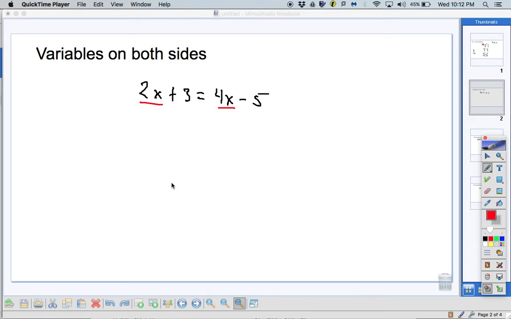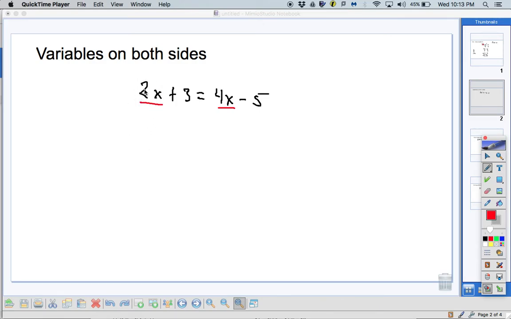I would highly recommend you take care of the x's first. Otherwise, you can get yourself in some trouble later, or even you might end up with extra steps. So if you want to have as few steps and the least likelihood of making mistakes, get your x's together first. So our choice is either we're going to move the 2x or we're going to move the 4x. If we move the 4x, we're going to subtract 4x from both sides, and you end up with 2 minus 4, which is, of course, a negative. So if you'd like to avoid the negatives, and most of us do, we're going to move the smaller number first. In that case, it's the 2x.